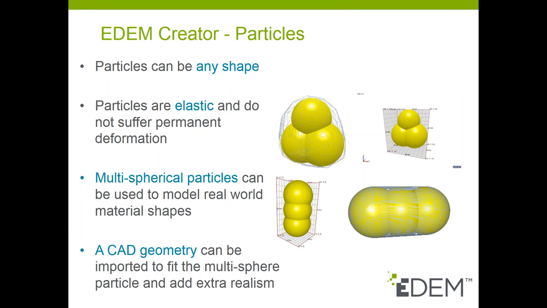To address this issue, multi-sphere particles are created. These spheres can be fitted to a CAD template, as can be seen in these images. These are made to take the rough shape of an average particle into account, as well as ensuring that the particles have the same behavior as the physical material. Some physical experiments can be carried out to verify that the particles have the same behavior as the bulk material itself.